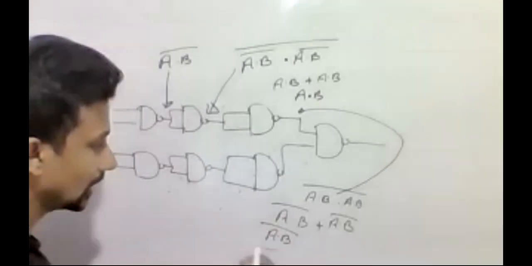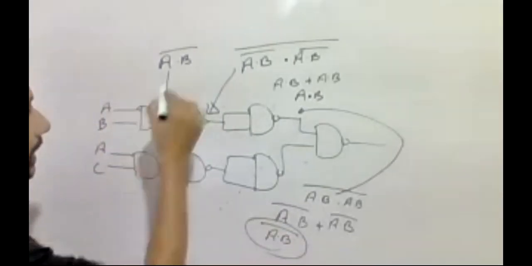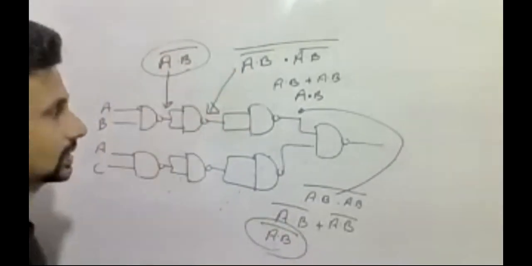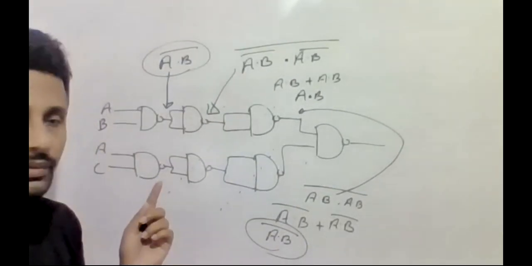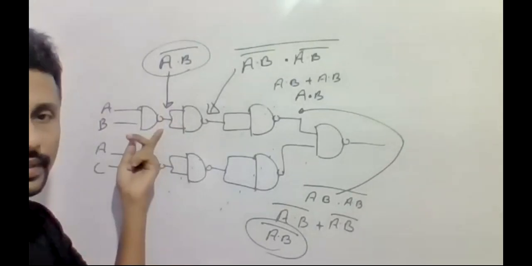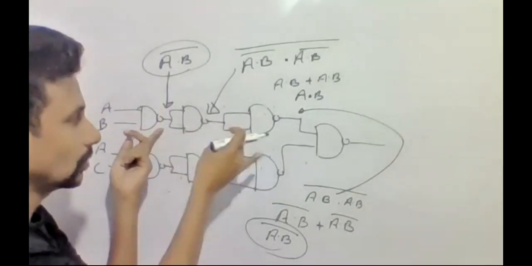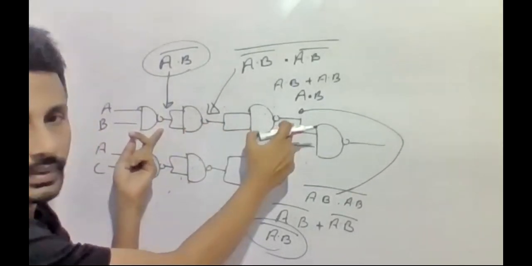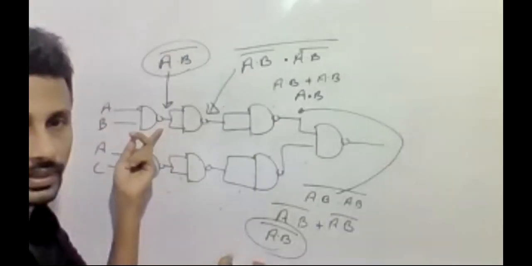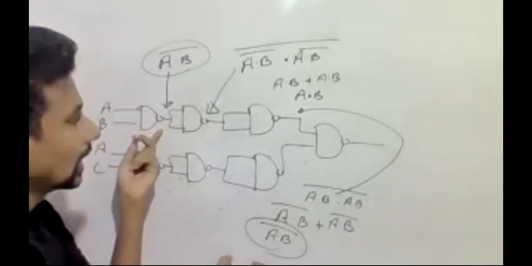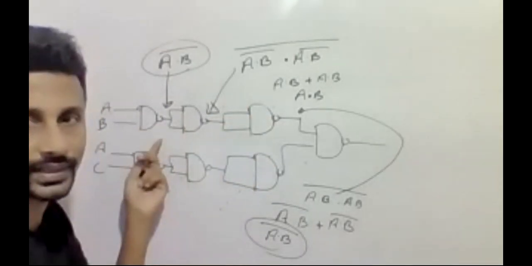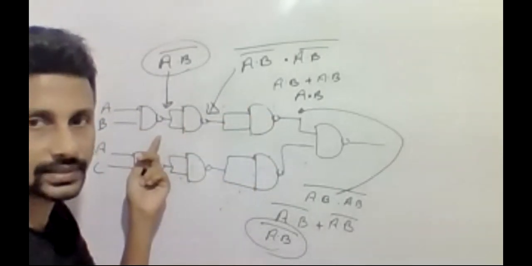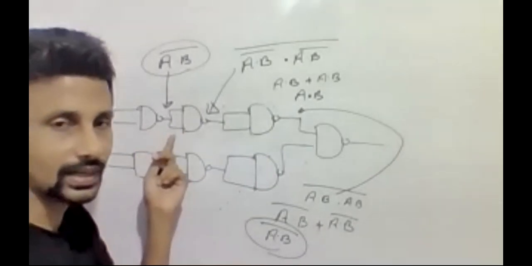Now here I am getting A dot B dash. Here also I am getting A dot B dash, right? So what I can do is, after going through these two gates, here also I am getting the same thing, see? A dot B. Because of that, if I remove these two gates, nothing will happen. I think you can understand. If you have any problem, you can ask.